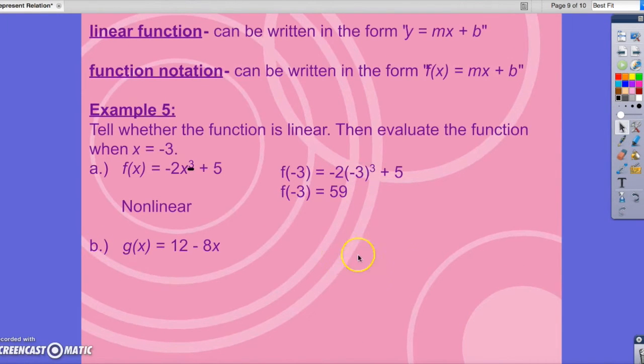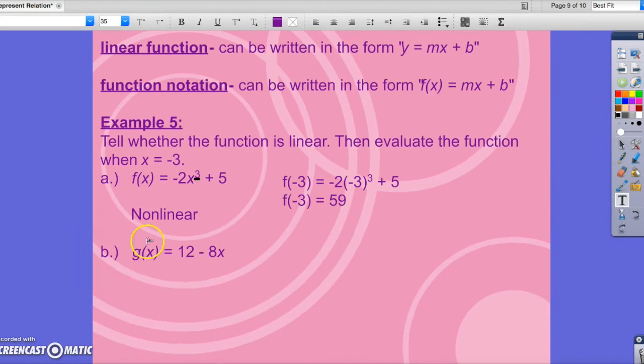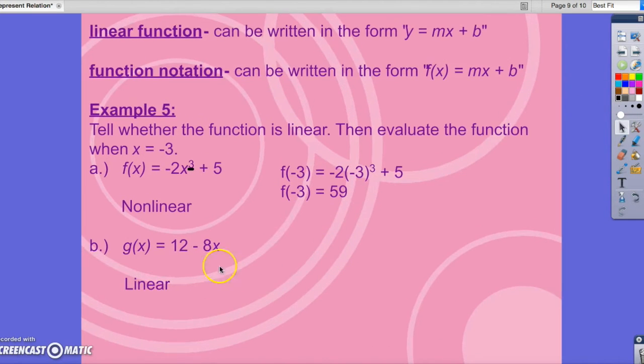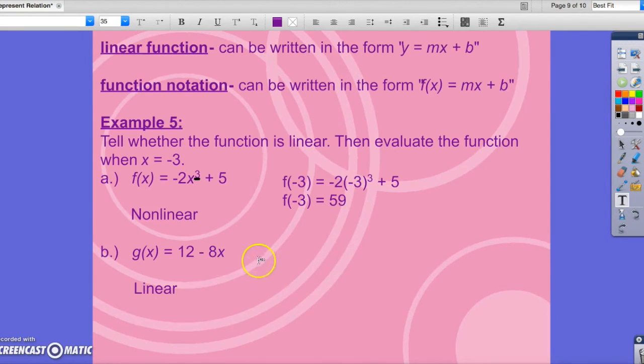All right. Now b, g of x equals 12 minus 8x. All right. This one is actually linear. I know we have the mx last, but that's okay. So it's linear, it's x to the first power. Once again, what's nonlinear? Any other exponent, if there's a variable as an exponent, absolute values are not linear, graphs, and so on. We'll talk more about it in class. Now take a minute and pause the video and try to solve this yourself.